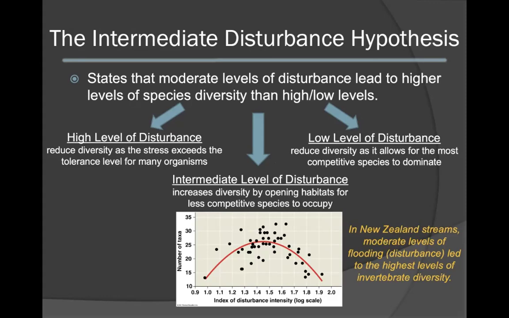At high levels of disturbance, this can reduce diversity so much as the stress exceeds the tolerance level for many organisms. With an intermediate level of disturbance, however, this can increase the diversity of the system. This is through opening up habitats for less competitive species to occupy. In New Zealand streams, for instance, moderate levels of flooding, which is considered to be a disturbance, led to the highest levels of invertebrate diversity.